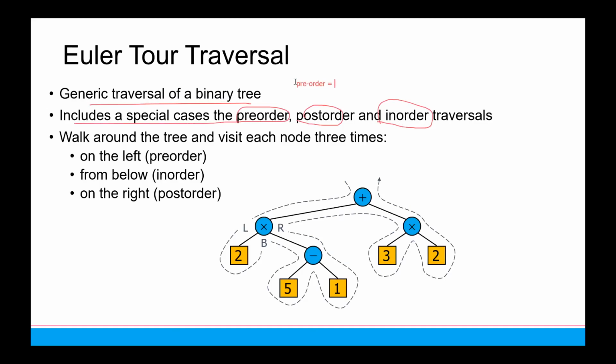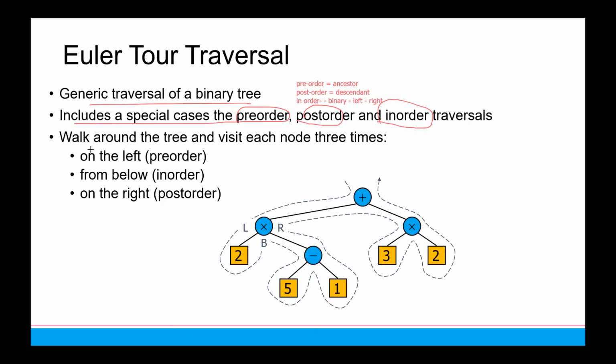Pre-order means we will start with the ancestor. Post-order, we will start with the descendant. And then in-order, it is for the binary tree. We will start from the left and go to the right. So this Euler tour combines those three.